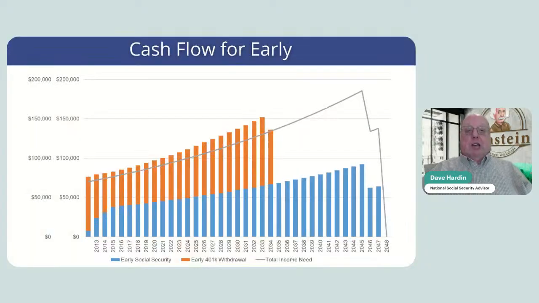Here's what their cash flow looks like. The blue bars are their Social Security. The orange bars are their 401ks, their IRAs, $752,000. The black curved line is their income need, the $70,000 in inflation-adjusted income. At the end of the orange bars, that white space is white space. They're out of money.